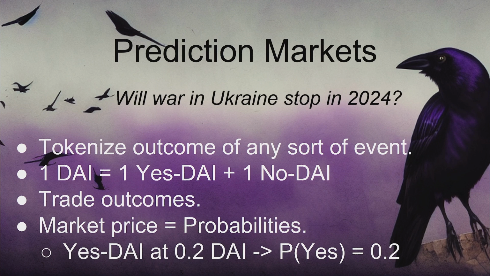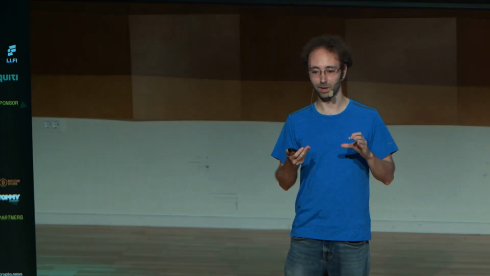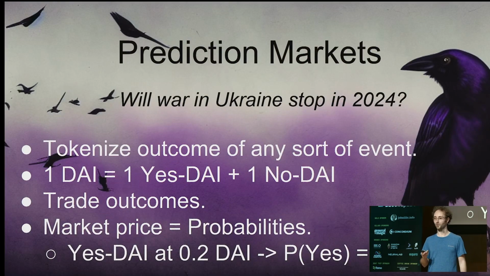So both of those outcomes are tradable. And the value of the token on the market is going to give you the probability of those events happening. So for example, if the yes token is trading at 20 cents, that will mean that there is a 20% chance of the war stopping in 2024.